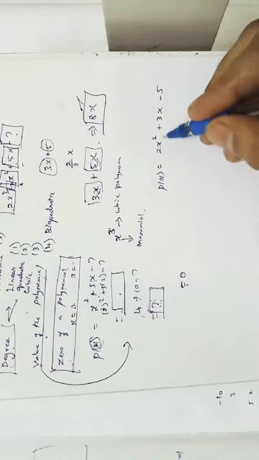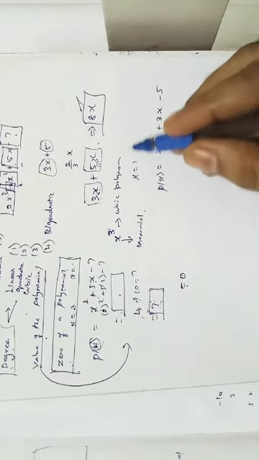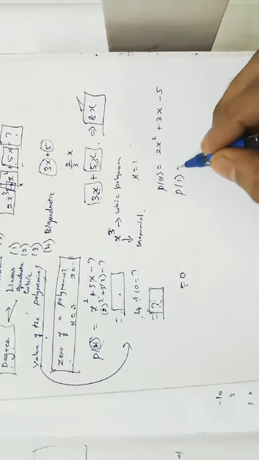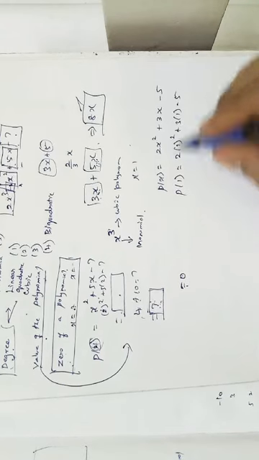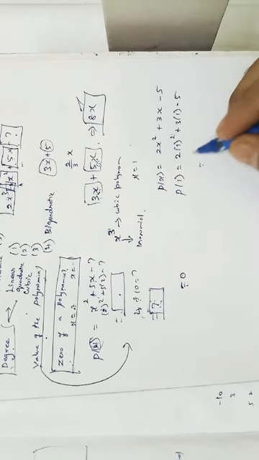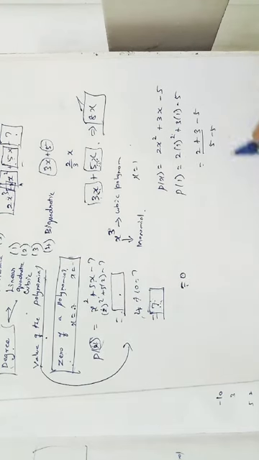You want one more example? P of x is equal to 2x square plus 3x minus 5. I'm just taking x is equal to 1. So P of 1 is equal to 2 into 1 square plus 3 into 1 minus 5. Simplify: 2 into 1 square is 2, plus 3 into 1 is 3, minus 5. 2 plus 3 is 5, minus 5 is equal to 0.